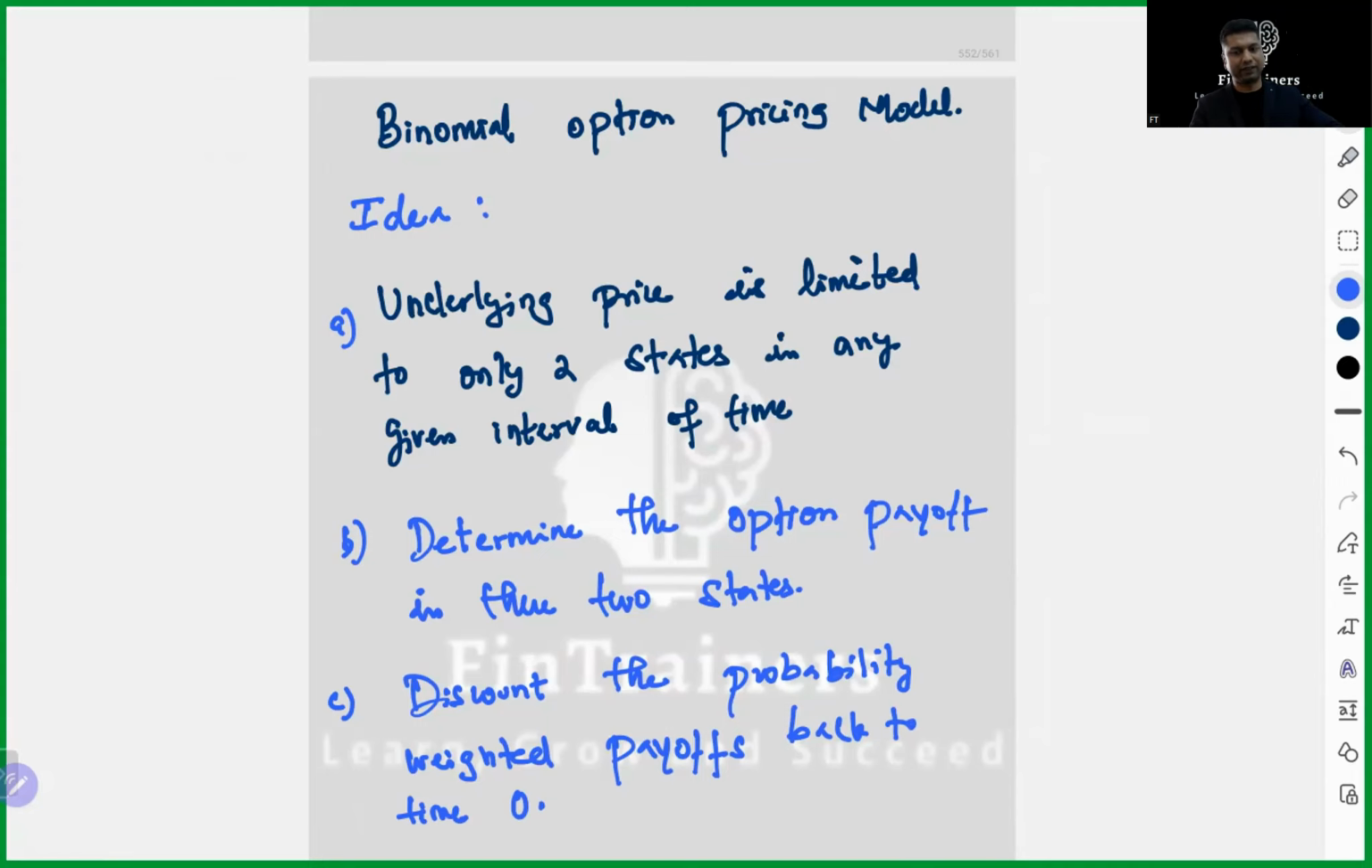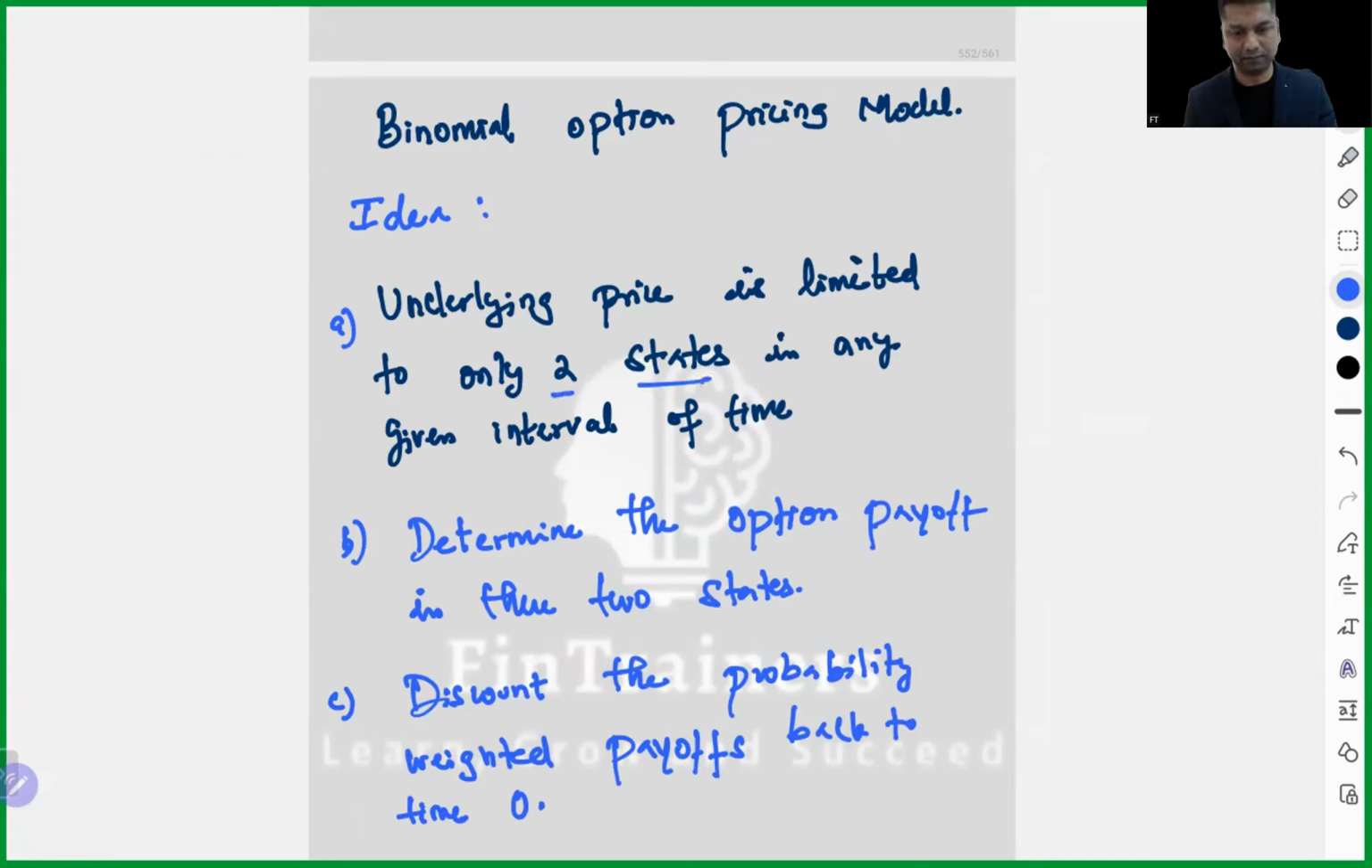From today, after a certain point of time, maybe after 1 month, we will assume ACC can be in only two states. One is an up state, the other is a down state. So that is what binomial means. There are always only two states. This is the basic assumption for binomial.